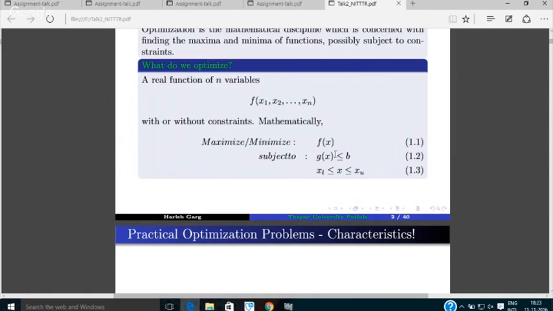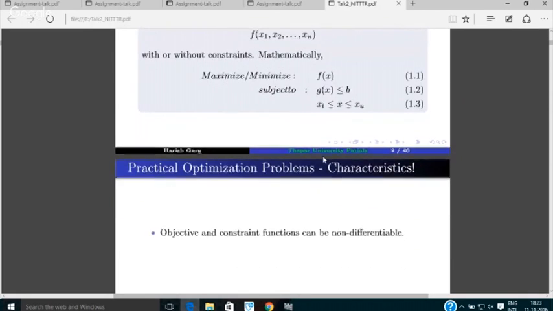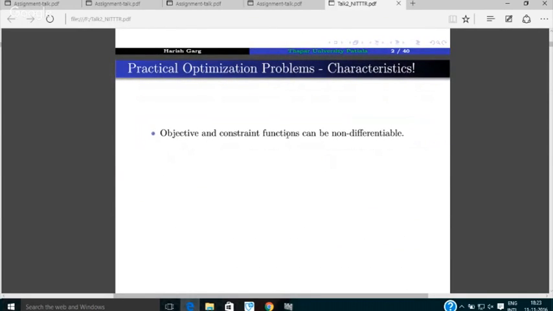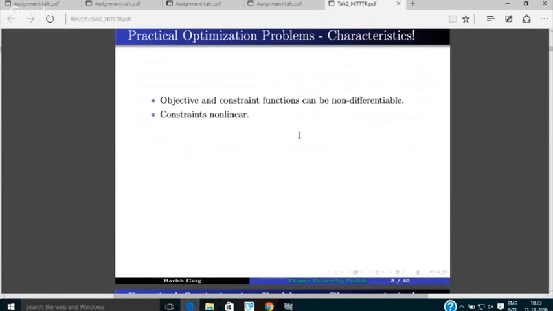And if either f of x or g of x is non-linear, then the problem is called a non-linear optimization problem. It may be that f of x is non-linear and g of x is linear, then the problem is again non-linear. On the other hand, if f of x is linear and g of x is non-linear, then again it is called non-linear. So the first one is that the objective and the constraint functions can be non-differentiable. Now, the second thing is the constraints are non-linear. Non-linear means they have high complexity.